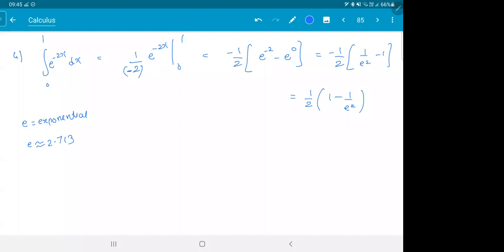This much level of integration should be comfortable. Today we'll be seeing some applications also. Clear? Next one.